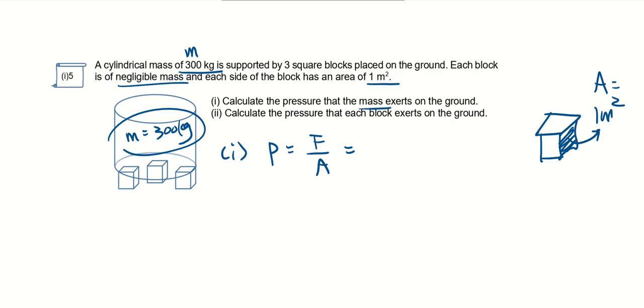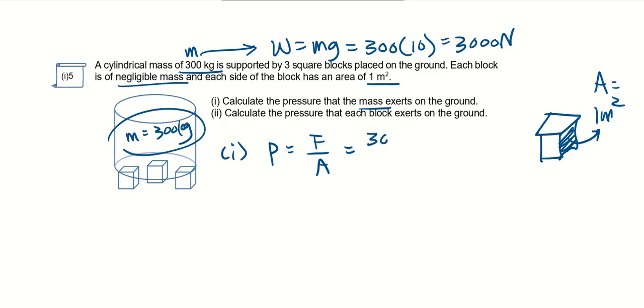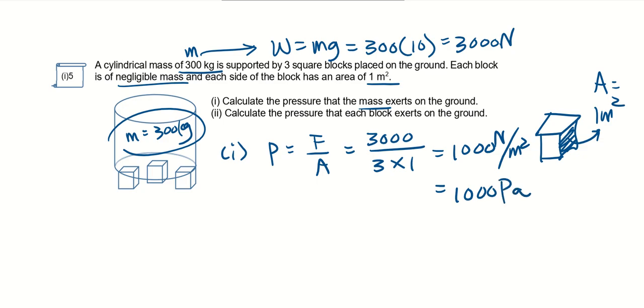We are just given the mass. So we need to convert it to the force. So use W equals mg, and g is 10 on Earth. So we can use 300 multiplied by 10. So it is 3,000 newtons. Therefore, the force over here is 3,000 newtons. The area, okay, because it is now supported by 3 blocks, therefore the total area will be 3 times 1. So the answer will be 1,000 newton per meter square, which is also equal to 1,000 pascal. Okay, you can either leave it in newton per meter square or in pascal.